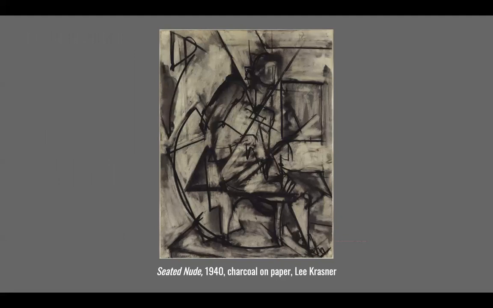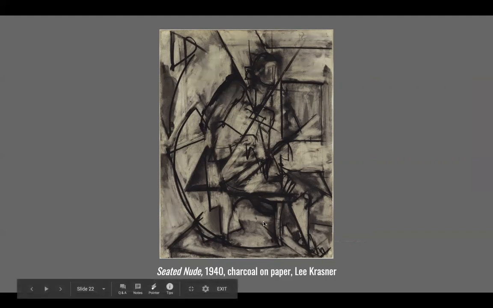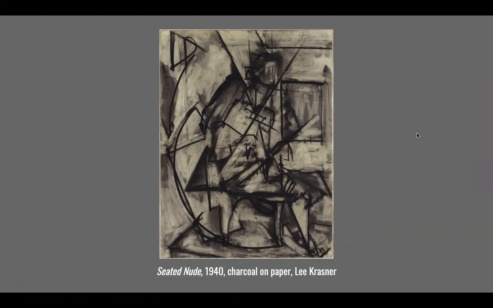And so there's Lee Krasner, seated nude. We do have a little bit of representation here, right? When you see the title, you can start to really see the seated nude. We might have a figure in this area and maybe some sort of chair here. So that'd be representational abstract, even though it's within this abstract expressionist movement.